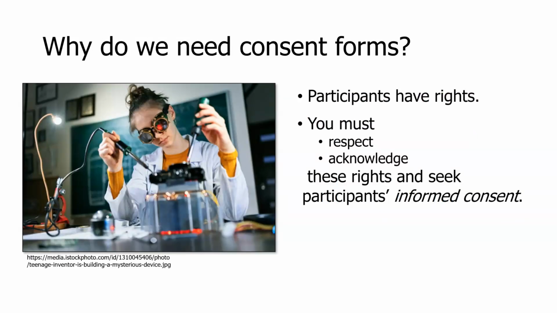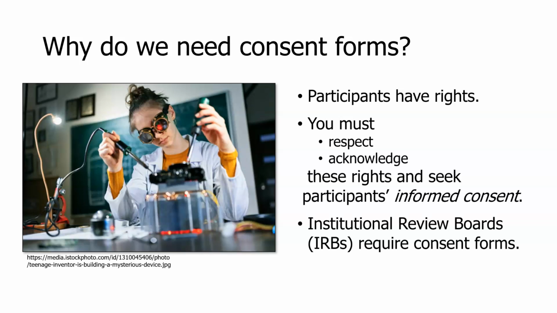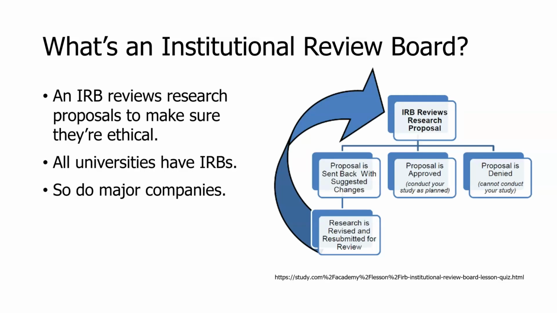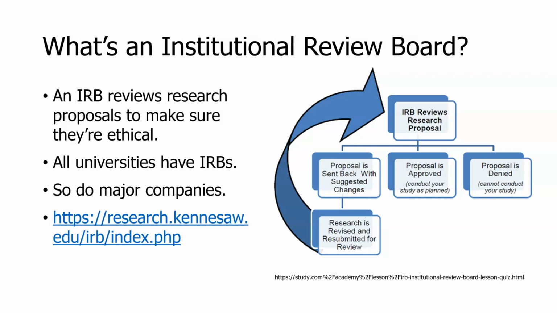Another reason that we need consent forms is that institutional review boards, or IRBs, require these things. So what's an IRB? It is an organization in a university or in a major company. They review research proposals and make sure that the research that's going to be done is ethical. There's a URL I'm going to give you here. This is for Kennesaw's IRB. So if you want to find out about it, you can click this or write it down, follow it, or just Google Research Kennesaw IRB and you'll hit this.